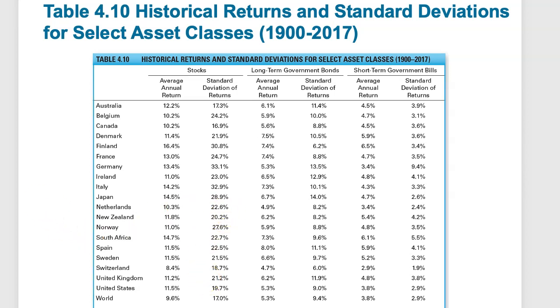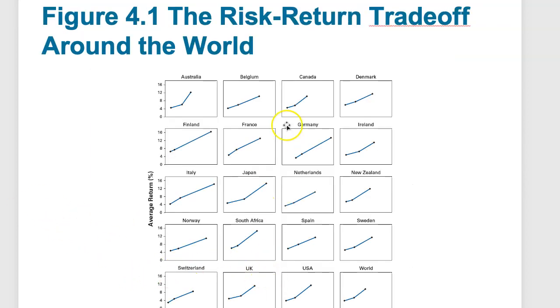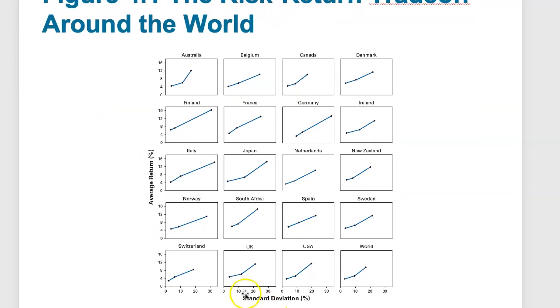Okay. Now, here's another slide where you could just look at the average return versus the standard deviation. So on the x-axis, we have the average return, and on the y, we have the standard deviation. So you can see, depending on the country you're in, for most countries we see this upward trend where the returns are increasing as the standard deviation increases. And that's a good thing because you're getting compensated for that risk.